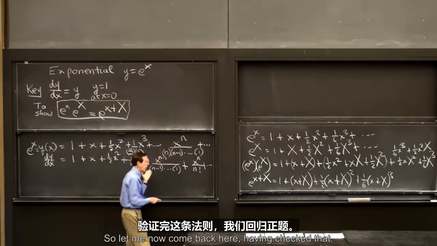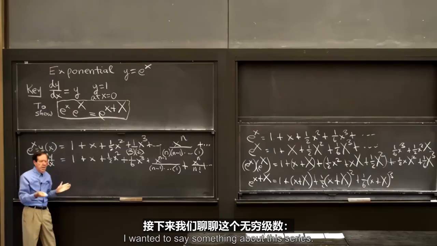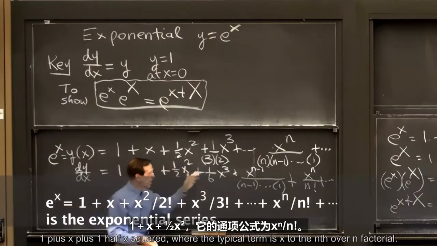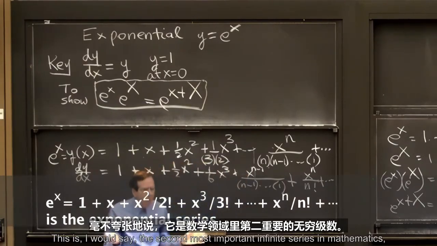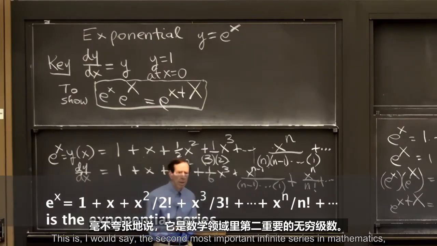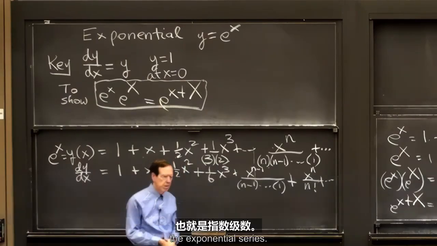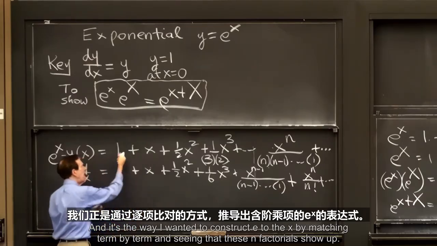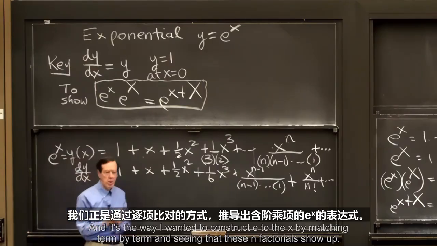So let me now come back here, having checked that. I wanted to say something about this series. 1 plus x plus a half x squared, where the typical term is x to the nth over n factorial. This is, I would say, the second most important infinite series in mathematics, the exponential series. And it's the way I wanted to construct e to the x by matching term by term and seeing that these n factorials show up.